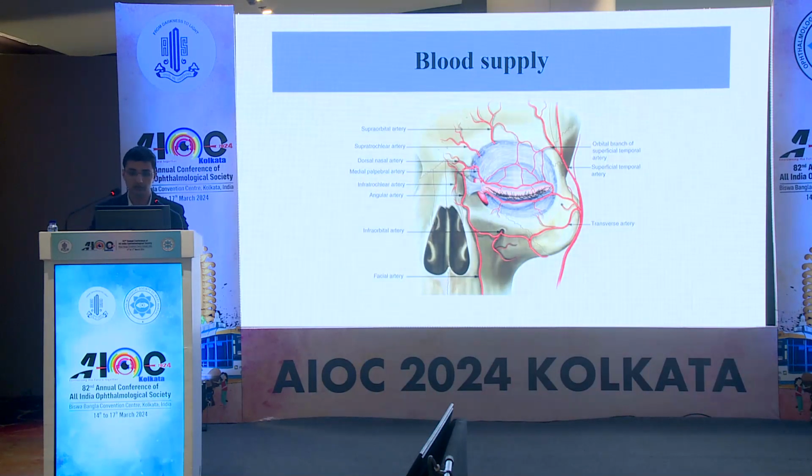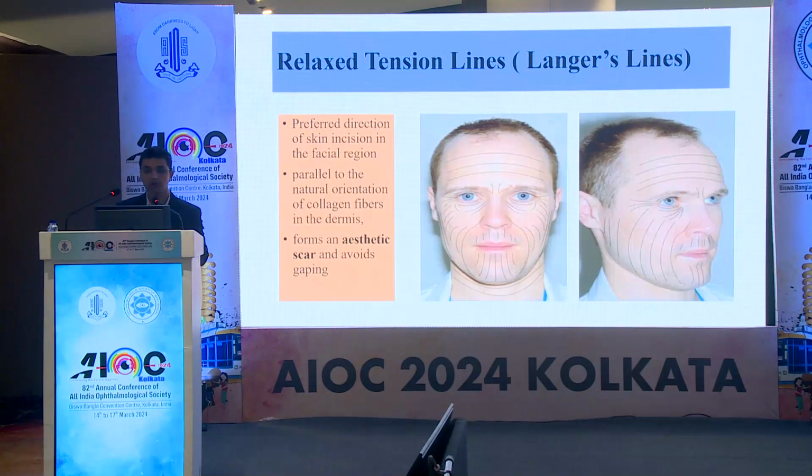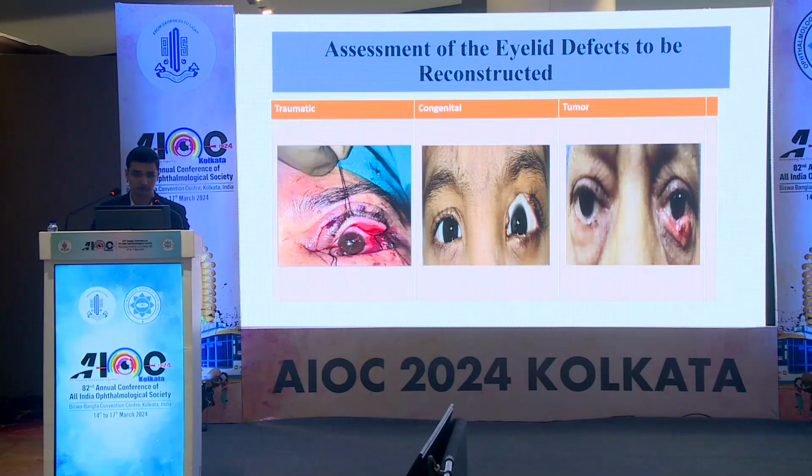Now this is a slide showing the relevant vascular supply around the orbit. Important is the presence of the superficial temporal artery, as one of the named island flaps is based on this superficial temporal artery. What are Langer's lines? So these are the relaxed tension lines. These are the preferred direction of the skin incision in the facial region. They lie parallel to the natural orientation of the collagen fibers in the dermis. They form an aesthetic scar and avoid gaping whenever the incision is given along these lines.